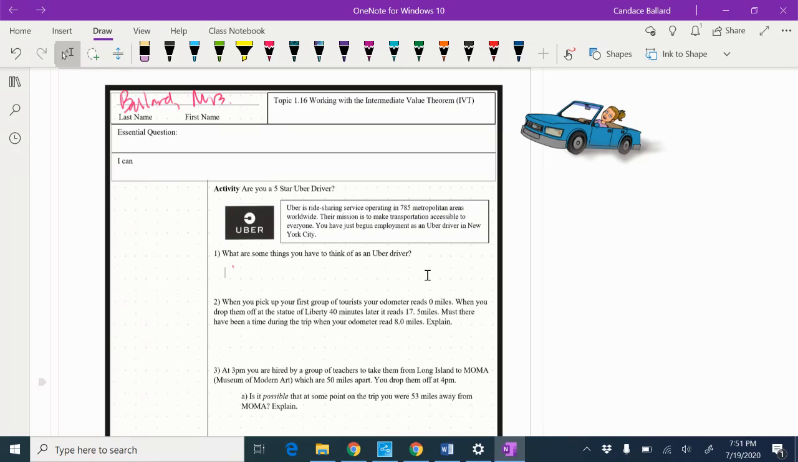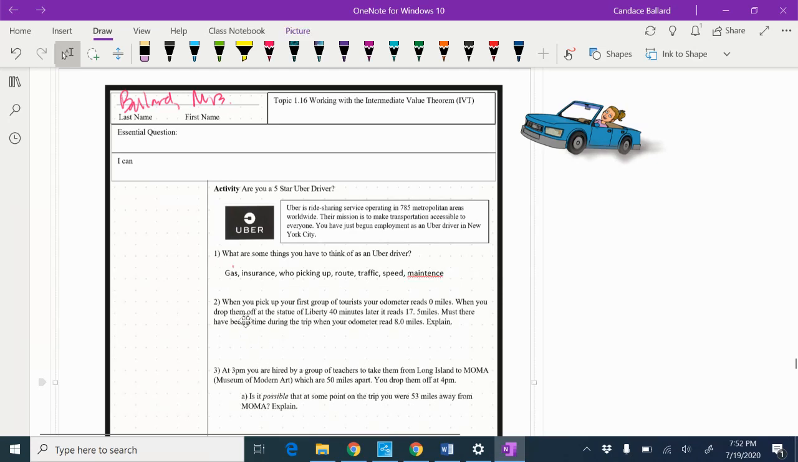What are some things you have to think of as an Uber driver? Some things that you could have possibly come up with: maybe you have to think about paying for gas, insurance, who you're picking up, the route you have to travel, traffic, speed, and you have to pay for maintenance on your car. Those are just some of the things. There's probably plenty of others. Those are just a couple that I brainstormed.